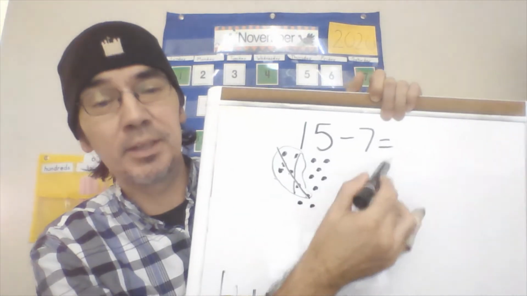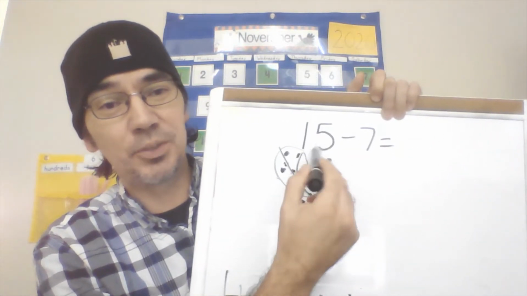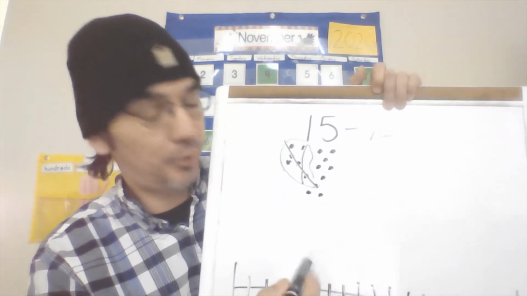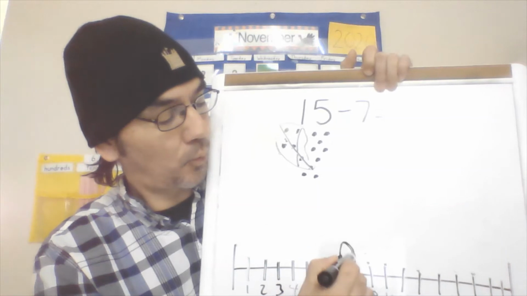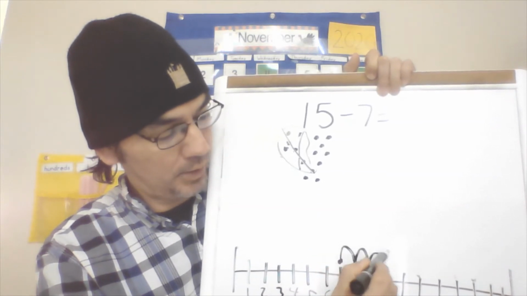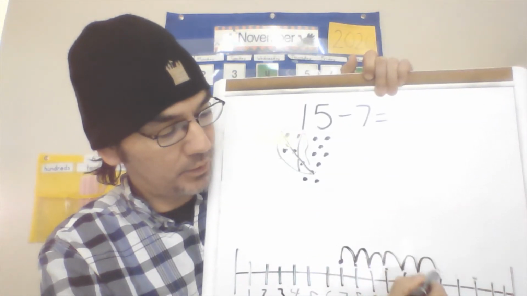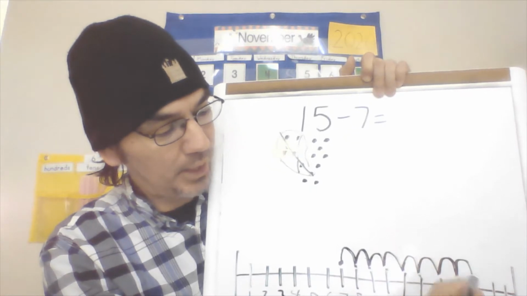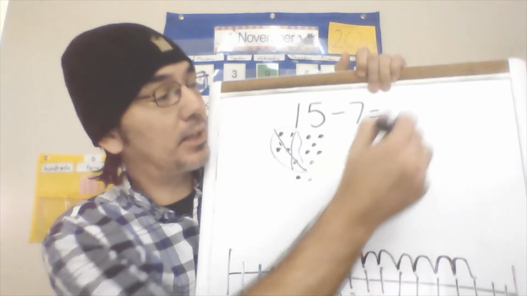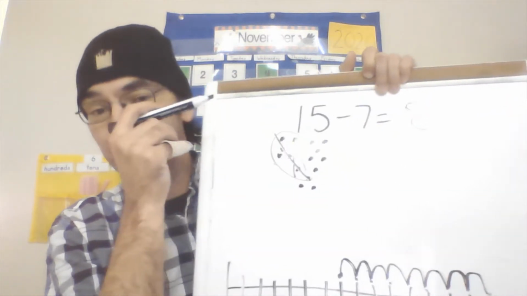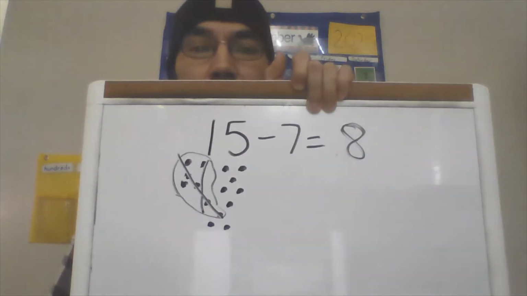So I start at 7. I'm going to make as many jumps as I need to get to 15. Then I'm going to count all those jumps. So we start at 7. Here we go. 1, 2, 3, 4, 5, 6, 7, 8. Stop at 15. I've jumped 8 times. My number is 8 there also. Look at that.